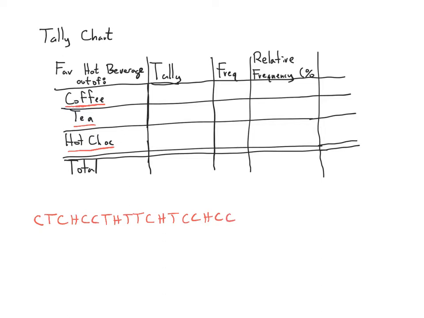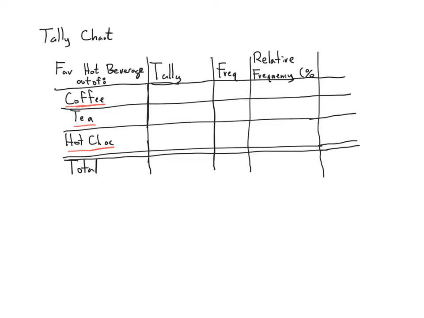You could imagine if I did something like that, it's really hard to see how many people in the class like coffee. I'd have to go in and count how many C's I've had. So maybe a better thing to do is to organize your data into a little tally chart. So imagine I asked the student what their favorite beverage out of these three was, and they said coffee.